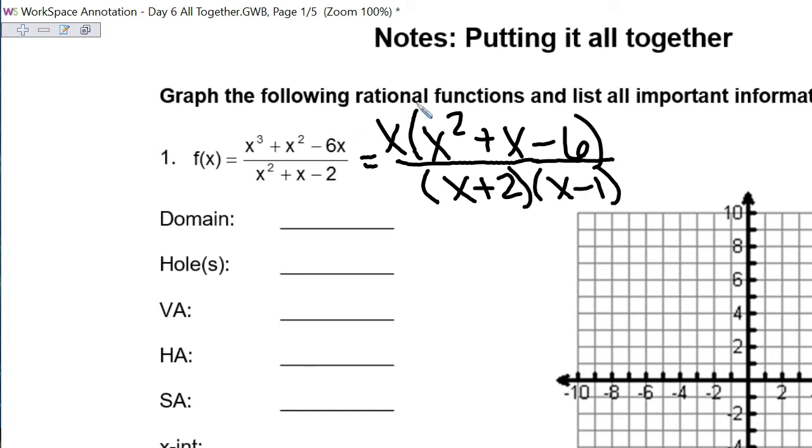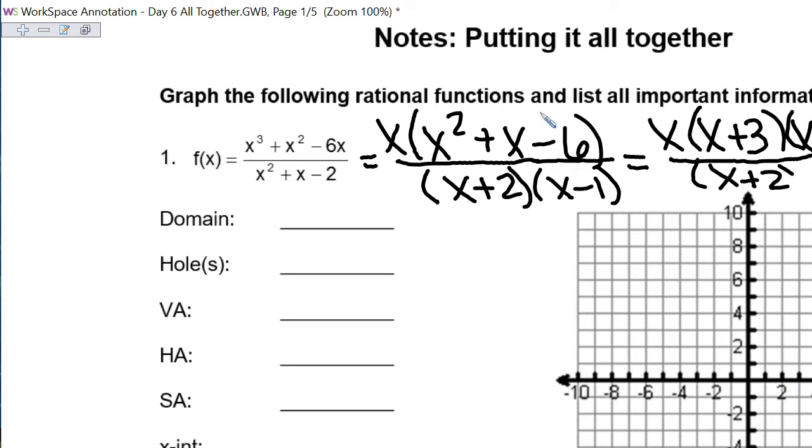Now, in the numerator, that trinomial is factored. So what two numbers multiply to -6 and add to +1? Positive 3 and -2. And do we have any factors that cancel? No, we don't. So what does that tell me? No holes. So where we're using holes, put no solution.